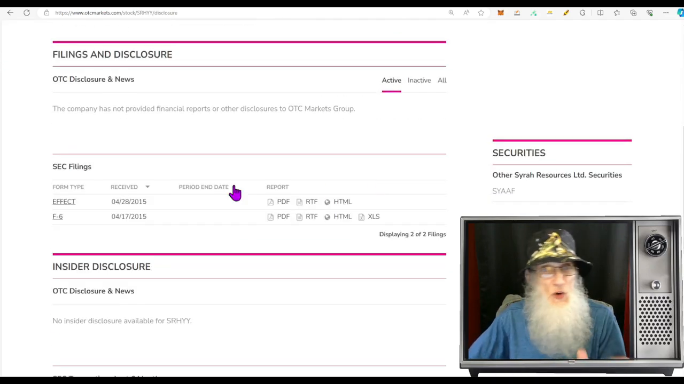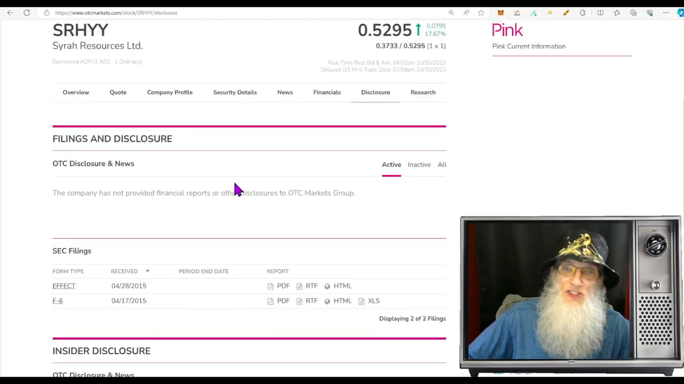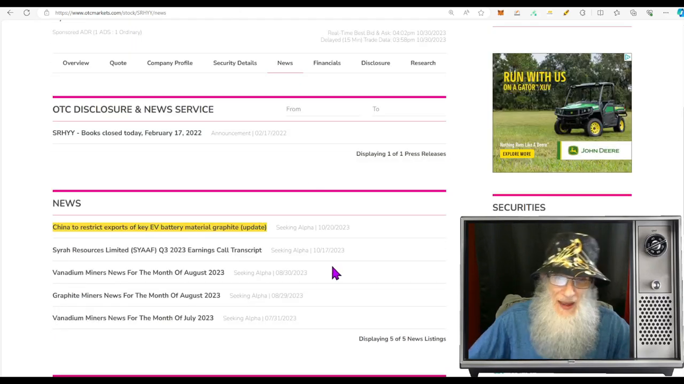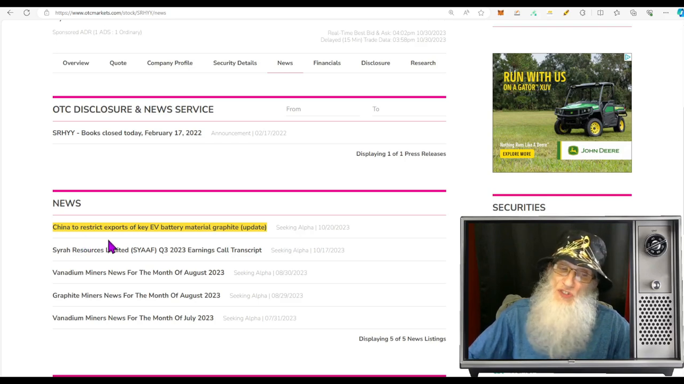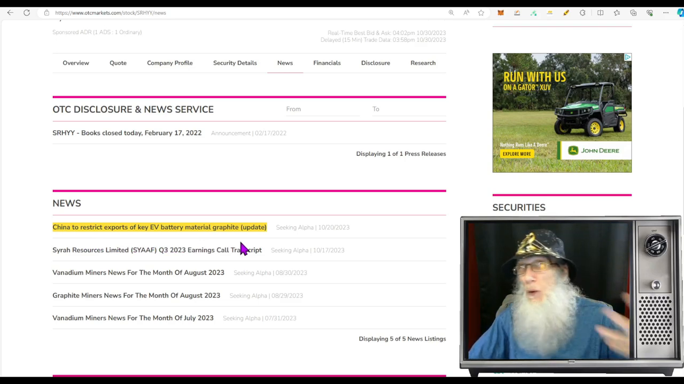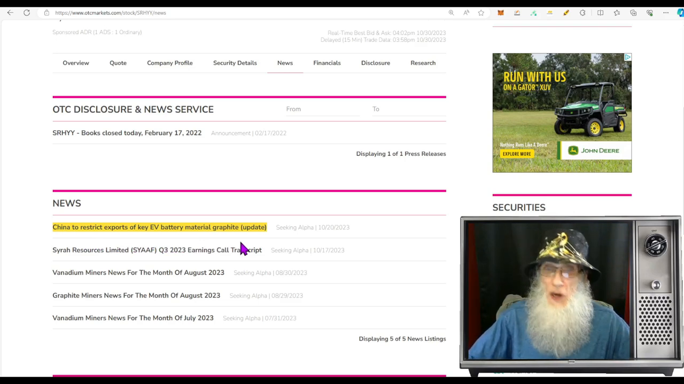We have new disclosures over here. So let's just jump right on into that news. They don't have a lot of news. The only piece of news we got here actually isn't even theirs, but it relates to them. China to restrict exports of key EV battery material, graphite. And this has been about a week and a half now that this news has been coming out.